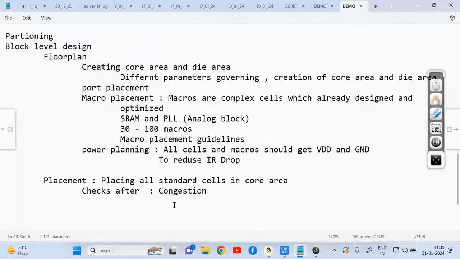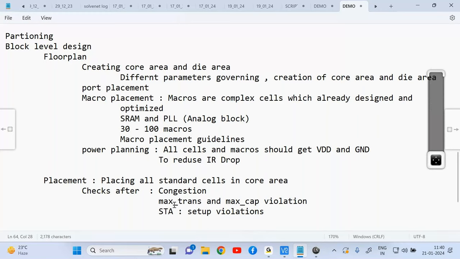So next we'll check max trans and max cap violations, right? Then we will do static timing analysis, STA. Static timing analysis means checking whether we have any setup violation or not. All these checks we'll do. If all these checks are validated, next we'll go for CTS. CTS means clock tree synthesis.